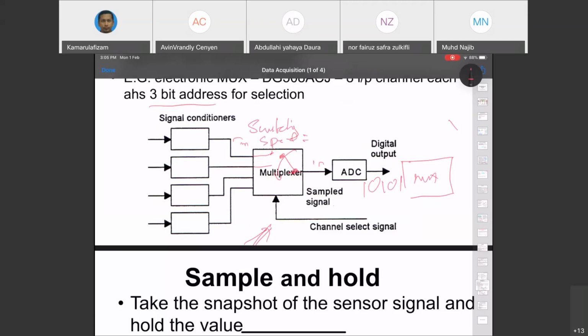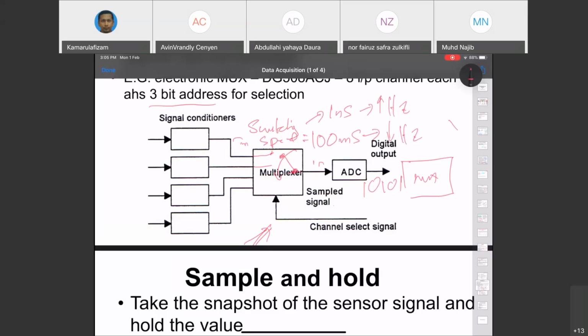Okay, maybe it takes 100 milliseconds to do switching. Some multiplexer takes 1 nanosecond to do switching. So you have to select the fastest one. Of course, the fastest switching would go for the higher frequency, and the slower switching would be good for low frequency applications.